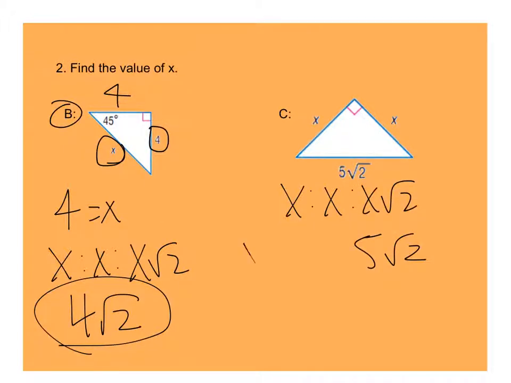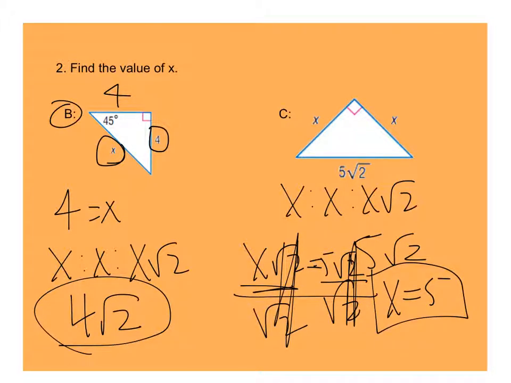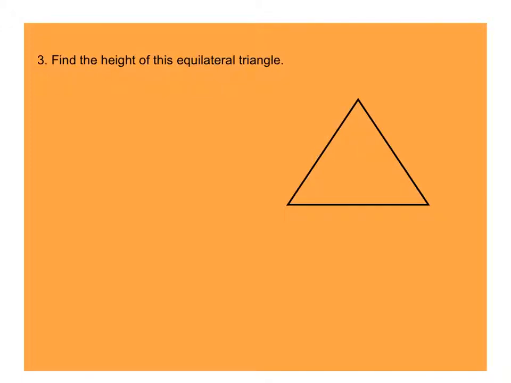Now look what happens here. If I set x square root of 2 equal to 5 square root of 2, I want to divide by square root of 2 because this cancels out. But look over here, this cancels out as well. So x is going to equal 5. So there's my answer. Next, find the height of this equilateral triangle. An equilateral triangle means all three sides are congruent.